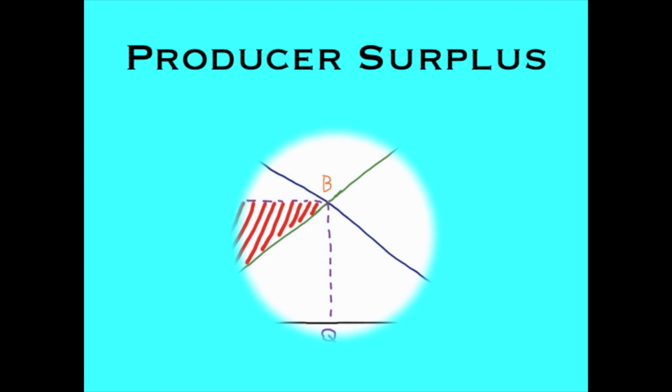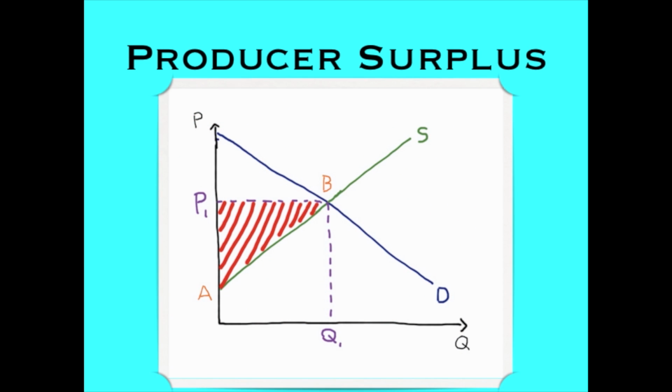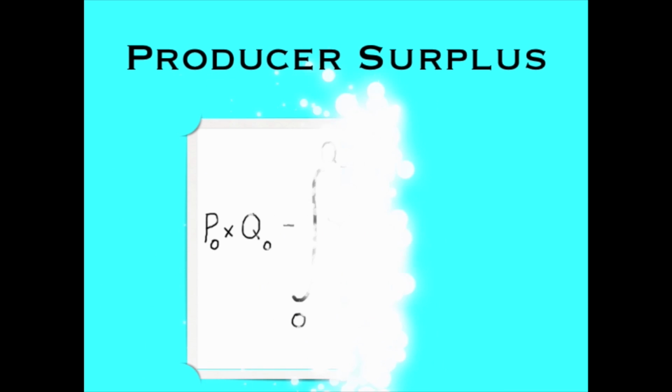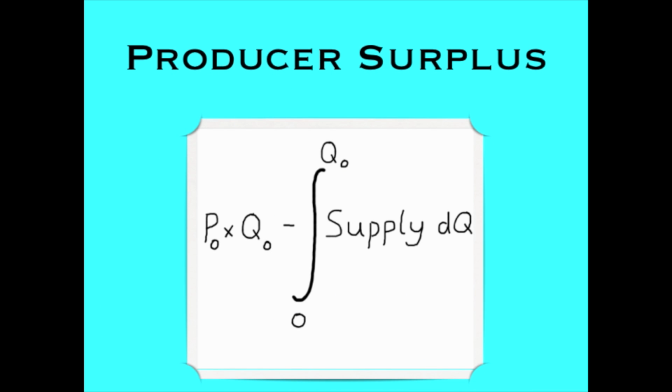We can see with the graph the benefit the producer makes by selling at equilibrium, shown by the red shaded area P1AB. The formula for producer surplus is given by multiplying the price and quantity at equilibrium, then taking away the integration of the supply function with the limits Q0 and 0.